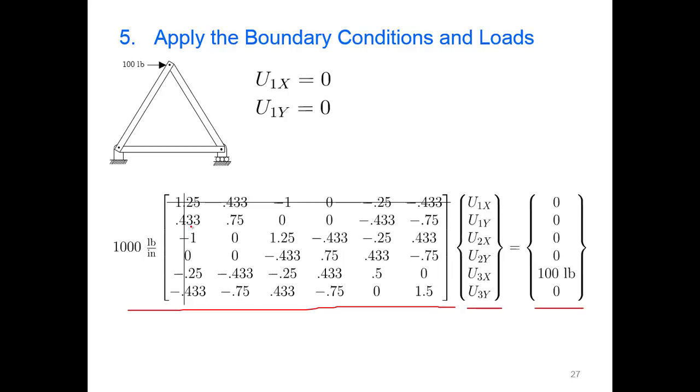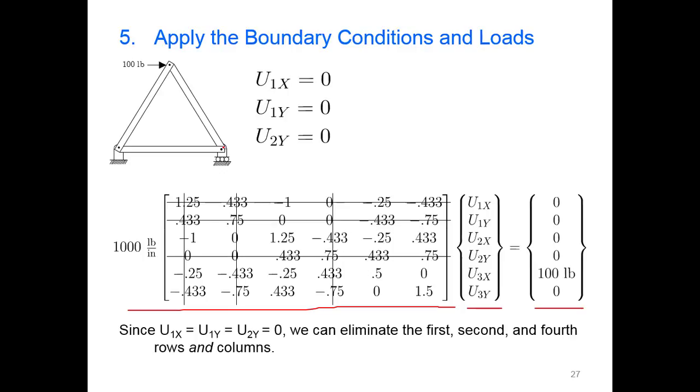And then we can also, there's no displacement in the y direction, again, because of the pin joint. So those can go. And then no displacement in the y direction because of the roller joint. So those can go. So because these are all equal to 0, we can eliminate the first, second, and fourth rows and columns. Right? And so we can just whittle it down to just the 3x3 stiffness matrix, because the other ones we just ignore. We know they're 0. So we're not going to try to solve for them.